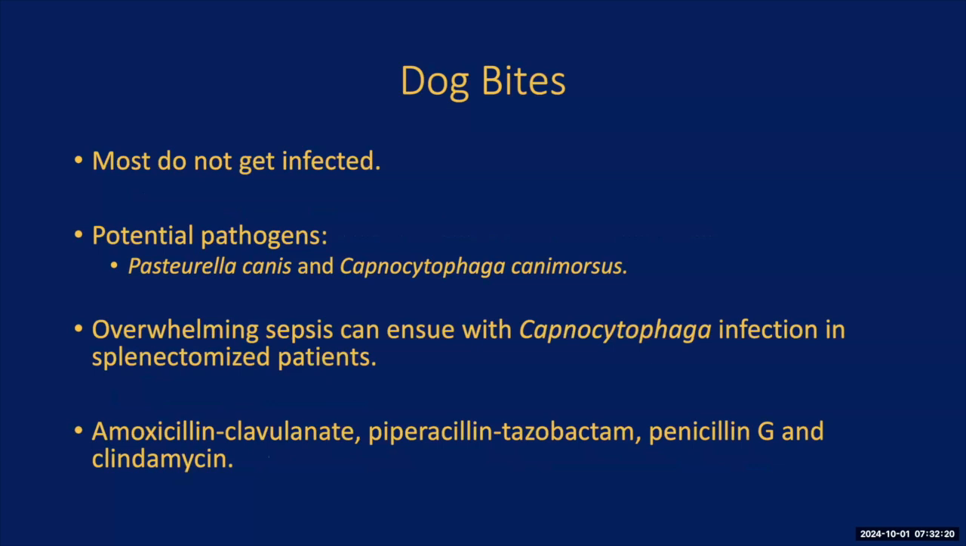In some people, a specific population actually, i.e. splenectomized patients, they can develop overwhelming sepsis with Capnocytophaga infection. And hence, especially these people, they need to be treated aggressively to begin with.